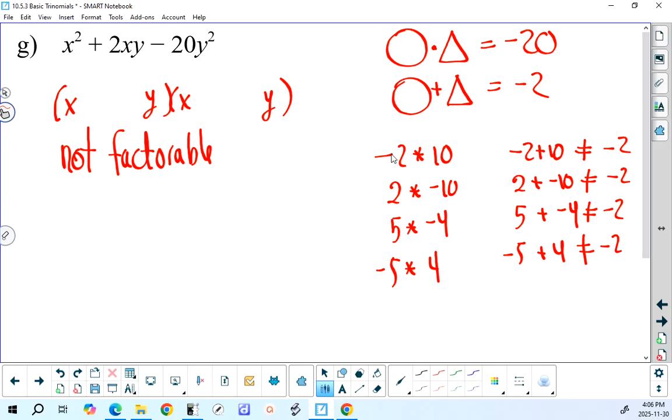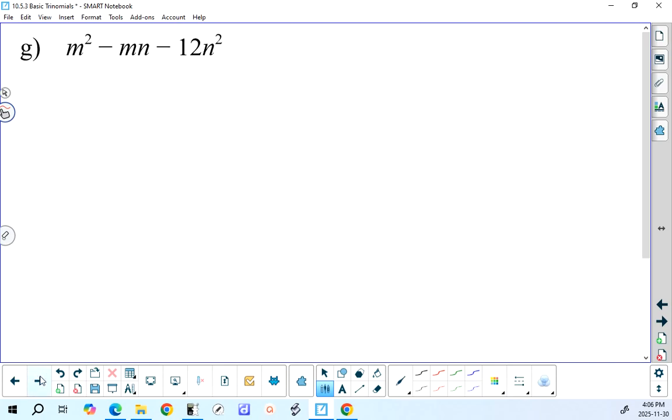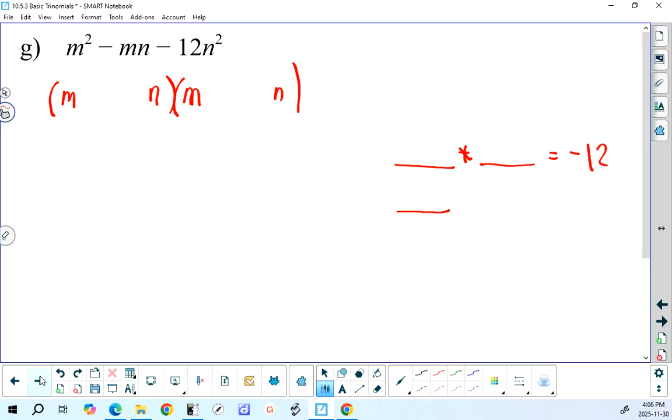We have one more to go. Again, two variables, that's okay. We put an m here and an n here, an m here and an n here. And the two numbers have to multiply to give negative 12. The same two numbers have to add to give negative 1.